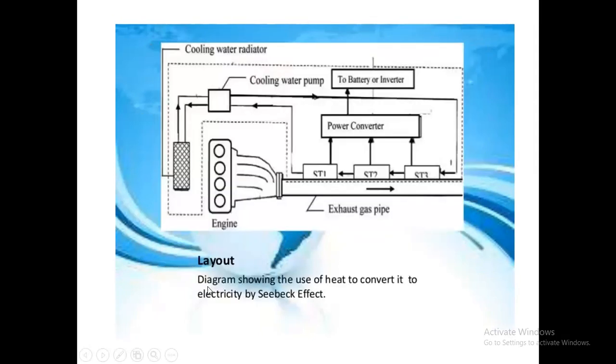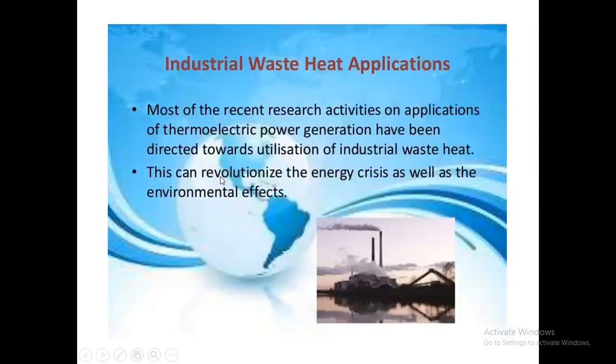In this layout diagram, you can see the use of heat to convert it to electricity by the Seebeck effect, by which we use a fuel engine that can produce electricity, particularly a chamber producing power, with a converter to store in a battery or inverter, and cooling towards the side.